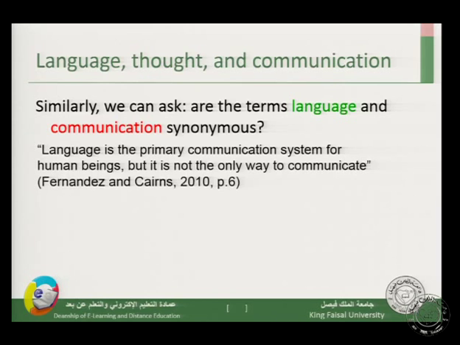Language is the primary communication system for human beings. Of course, it is the most commonly used among the other forms of communication. I'm speaking about language. It is the most commonly used form of communication, but of course there are other forms of communication between human beings, but it is not the only way to communicate.